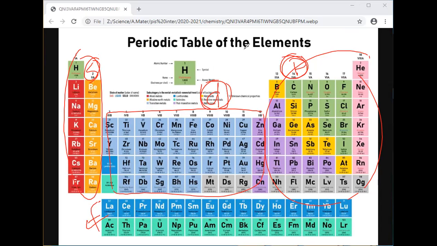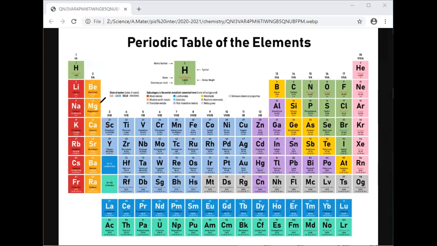So it means that the periodic table somehow reflects the idea of electron configuration, or the distribution of electrons within the sub-energy levels. So here, back to our point.